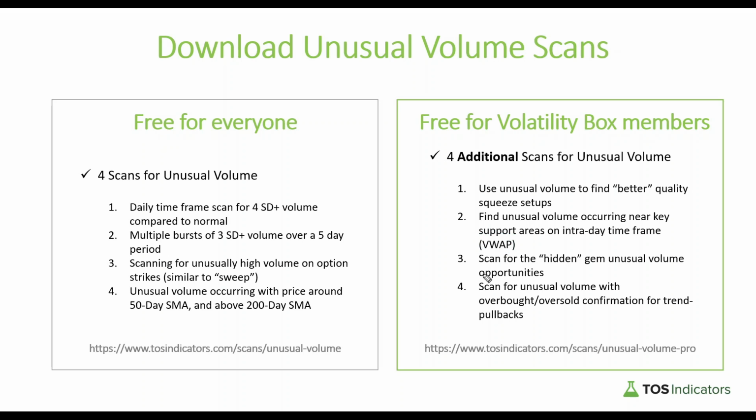After this, the next thing that we're going to be doing is definitely a lot more experimental, but that's where we're going to scan for what I call the hidden gem unusual volume opportunities. And really, this is where we flip volume on its head. So typically, when you have high volume, you see price action supporting that, right? You see plus 10, plus 11% moves. You see the stock is either starting to break out, something of that sort.